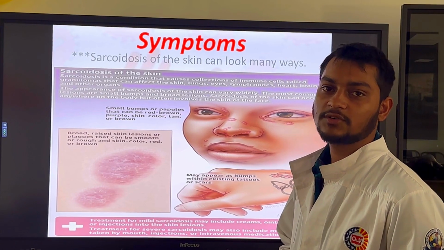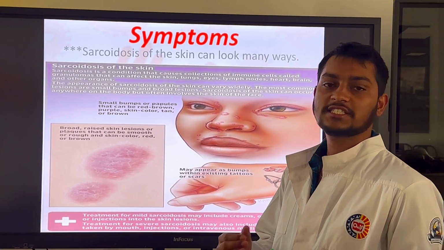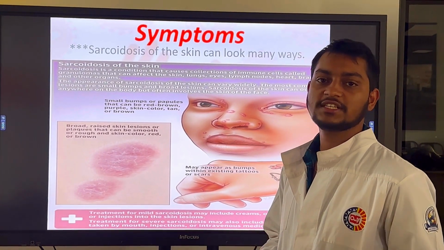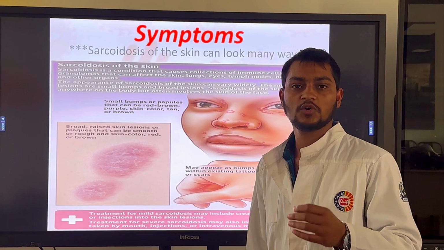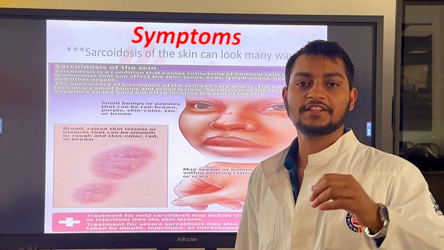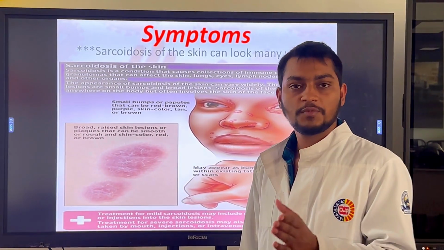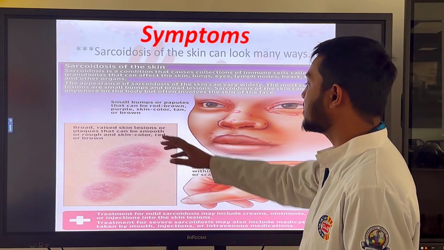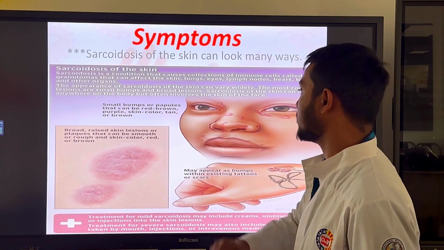Now I will discuss the symptoms of the skin. It can be defined or examined in many ways. At first, there is discoloration of the skin, with pigmentation also lost. There is a rise of the skin, and papules are present that are more than 3 millimeters. The raised skin papules can be smooth or rough, with skin color, red, and brown.